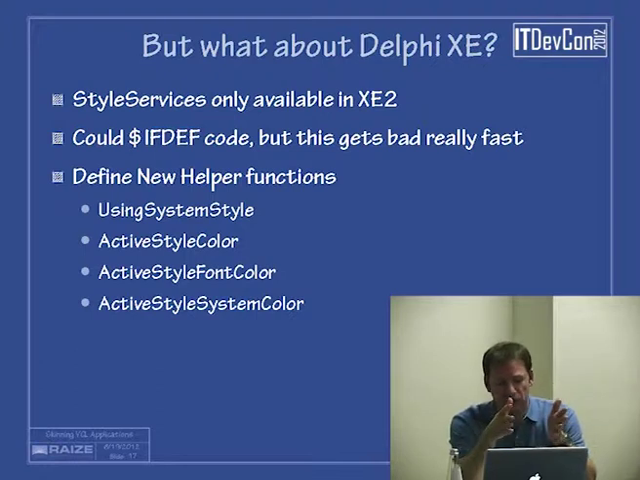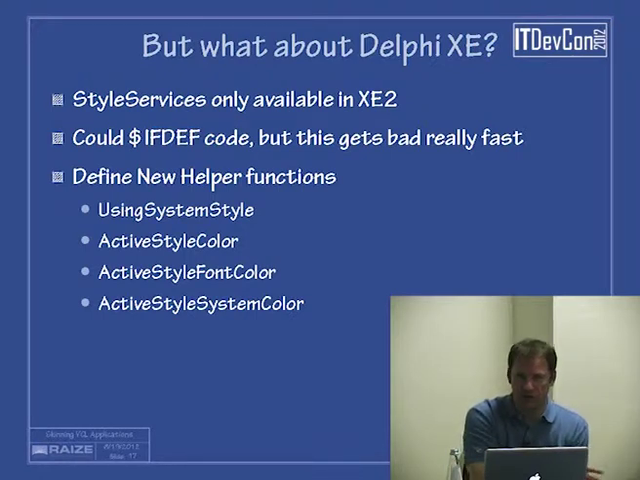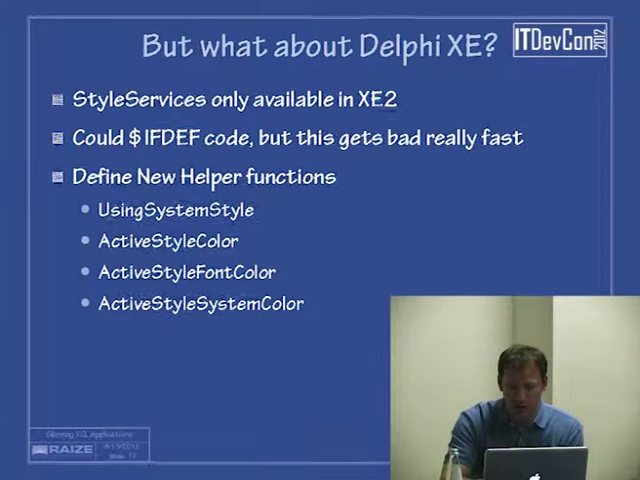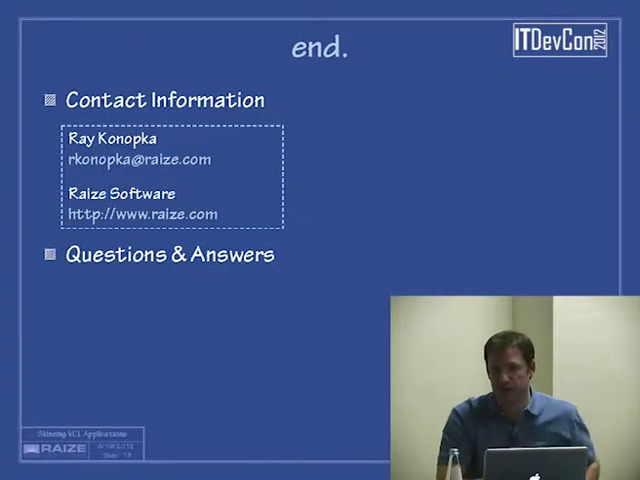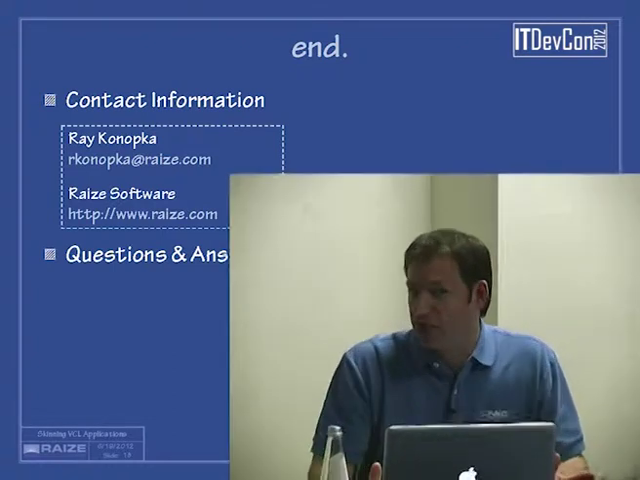The ActiveStyleColor, StyleFont, and StyleSystemColor functions all map to the style services version, but they're standalone procedures, so if I'm on XE or earlier, it just echoes back the regular color. If it's in XE2 or later, it goes to the style services if available, does the mapping, and brings it back. Why do I do all of that? Because all of my code uses these functions and doesn't care what version of Delphi you're on. That might be very useful if you're trying to manage old and new versions of Delphi. That's all the information I have on VCL styles.